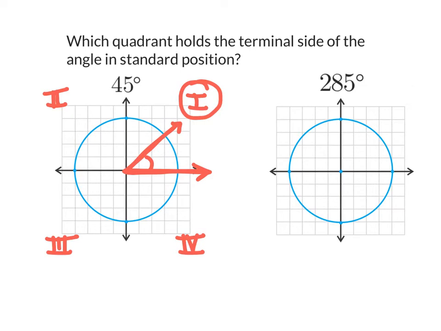For 285 degrees, again, start with your initial side as the positive x-axis and move around the circle here. This would make 90 degrees. Terminal side over here would be 180, 270. So I need just a little bit more than 270 to get to 285. This would be my 285-degree angle. Since the terminal side is in the fourth quadrant, this angle terminates in the fourth quadrant.